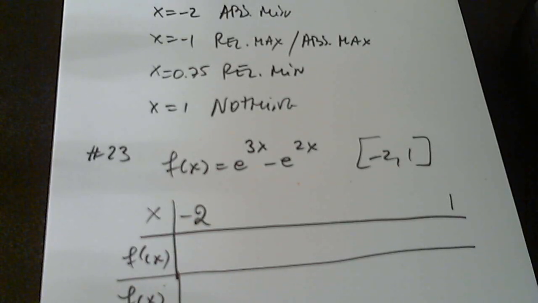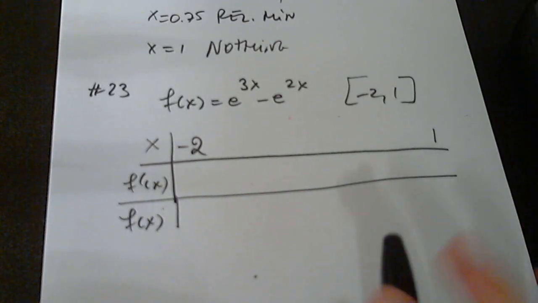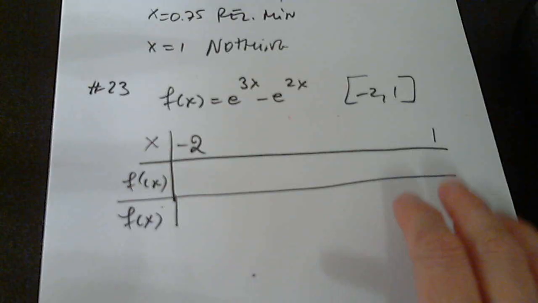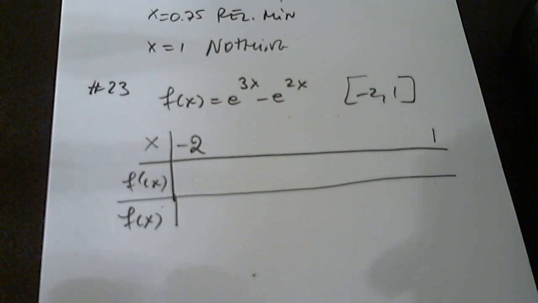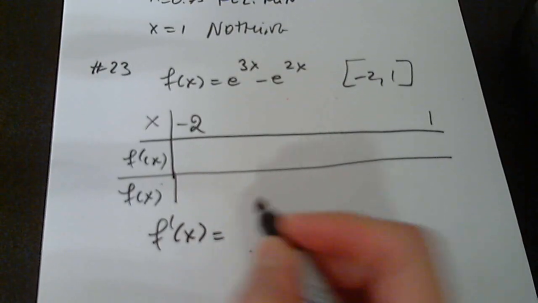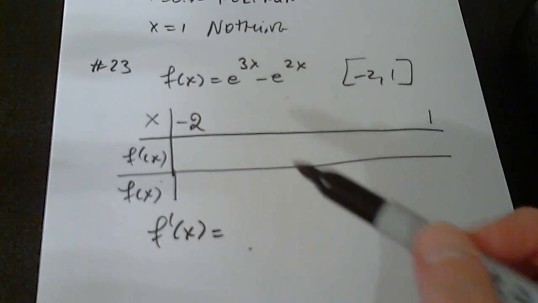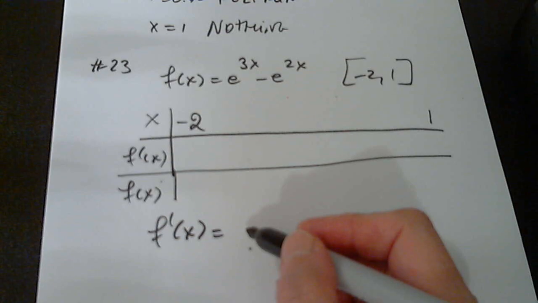So let's read the question. Find the absolute max and min values of each function over the indicated interval and indicate the x values at which they occur. Okay, so the first thing we need to do is find the first derivative. We're not graphing this function, so I don't need to study the function. I'm only asked to find max and min. So I start directly with the first derivative in this particular case. Can anyone help with differentiating e to 3x, please? E to 3x.